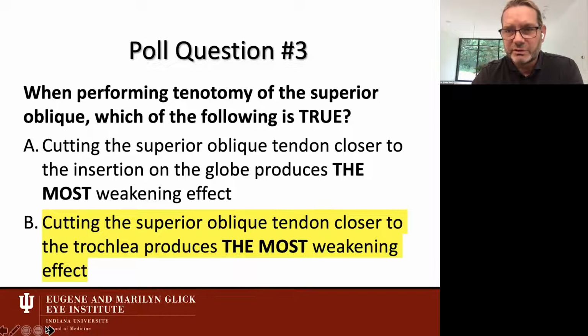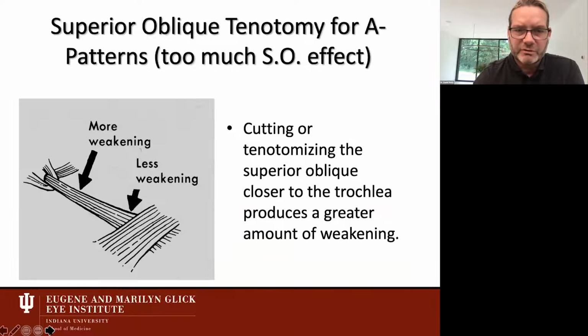And we almost never cut next to the trochlea, by the way. Usually when we're doing a tenotomy, it's going to be close to the nasal border of the superior rectus. So closer to the trochlea, more effect. Closer to the muscle, superior rectus, right here, that's the superior rectus, or at the insertion, less effect. All right, so it's graded.